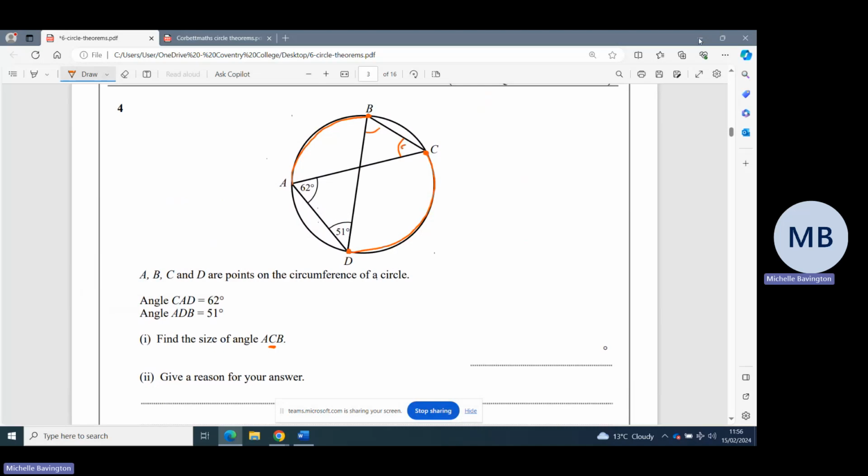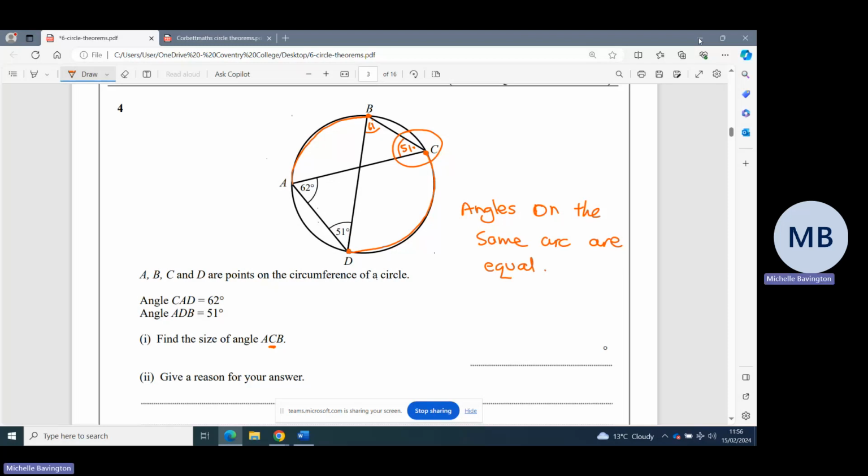That one. It's got to be 51. And that one will be 62. But that's the one I wanted. Okay. Right. Give a reason for your answer. So angles on the same arc are equal. And that's my reason.